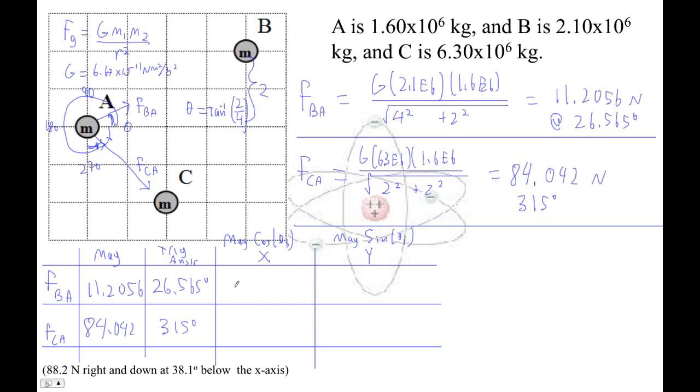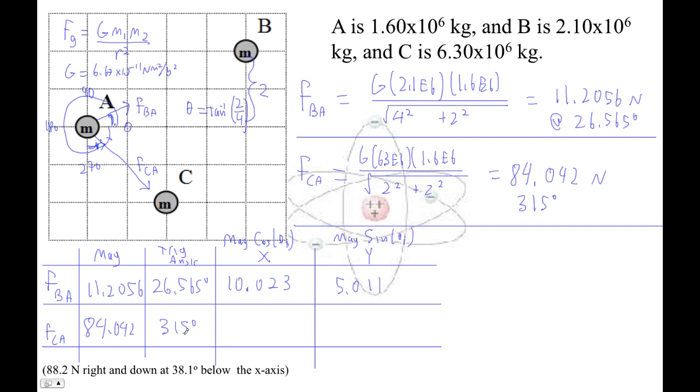11.2056 times cos of 26.565, that's 10.023. Now I'm going to get sine, just change it to sine. I get 5.011. So that's this guy broken into components. That seems reasonable, a lot to the right, a little bit up.